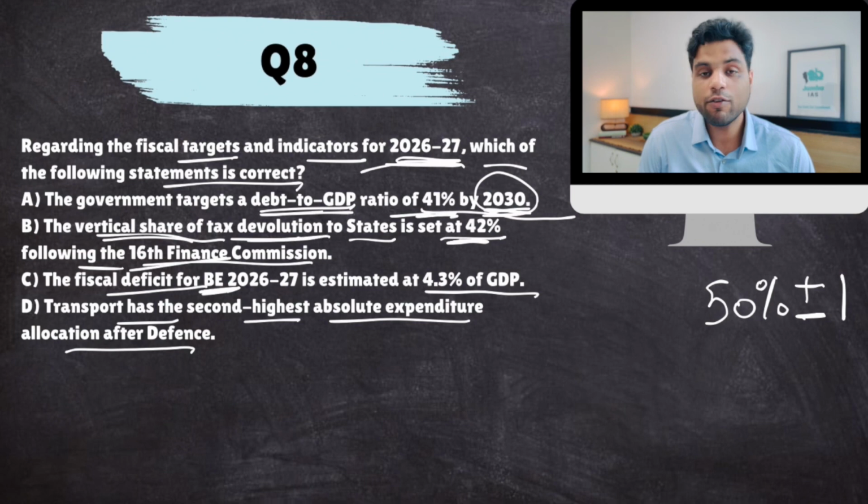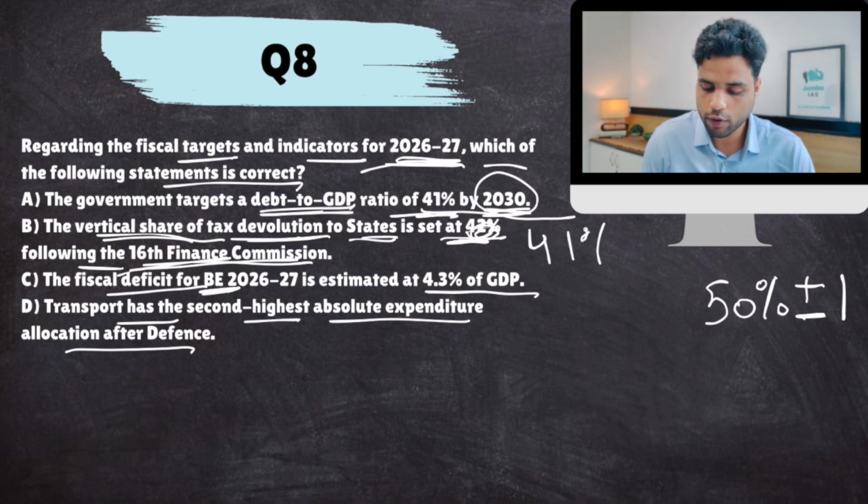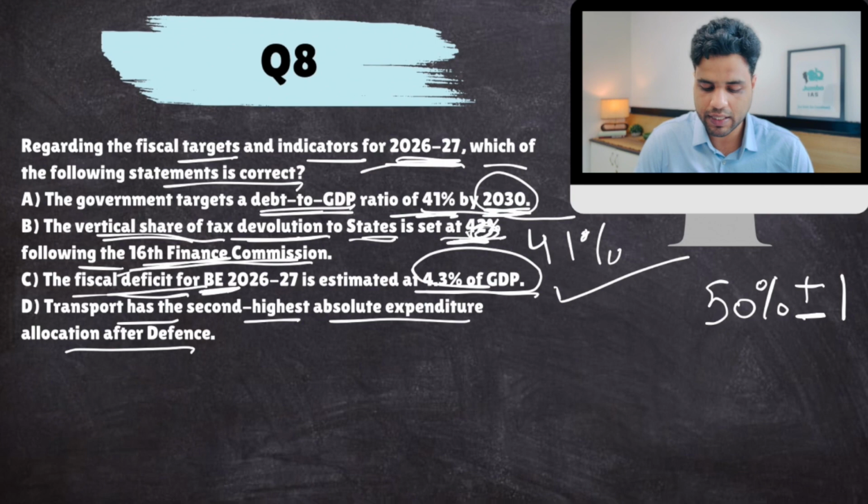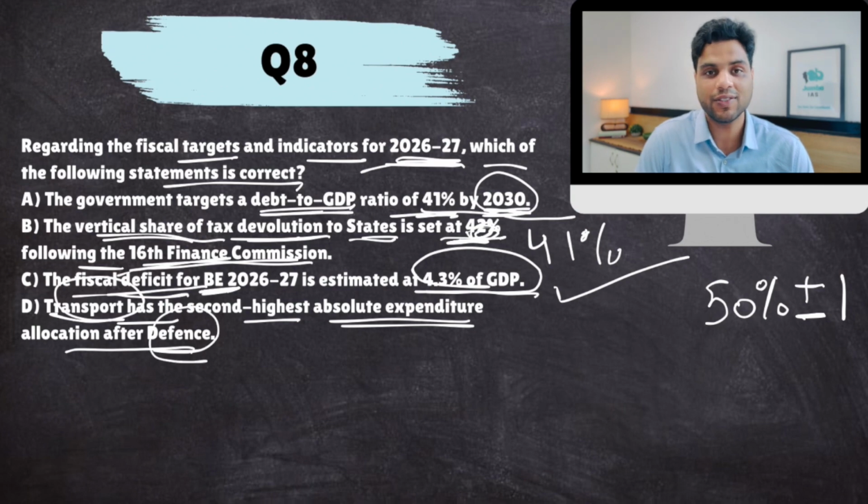Vertical share of tax devolution to states as per 16th Finance Commission is 41%, not 42%. Yes, the fiscal deficit target for next year is 4.3% of GDP. This is correct. And by the way, transport has the highest expenditure, more than even defense.